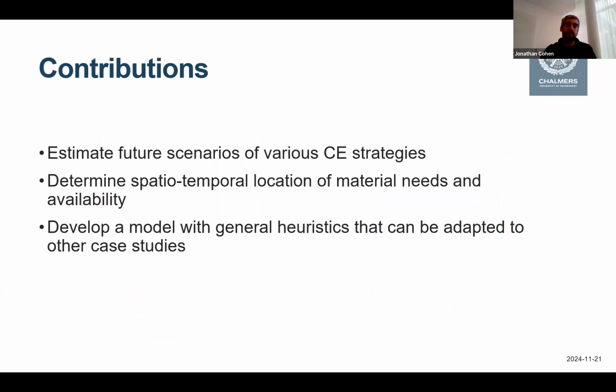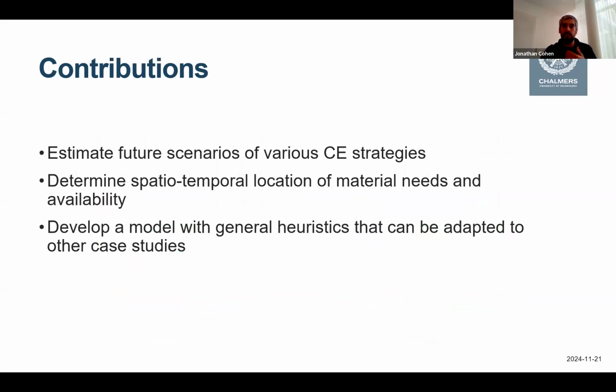So our contributions have been to estimate future scenarios of various circular economy strategies. With this method, we can determine the spatio-temporal location of material needs and availability, but also we can develop a model with general rules that can be adopted to other case studies as long as specific data is provided.